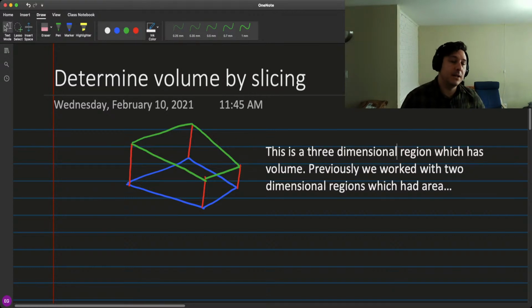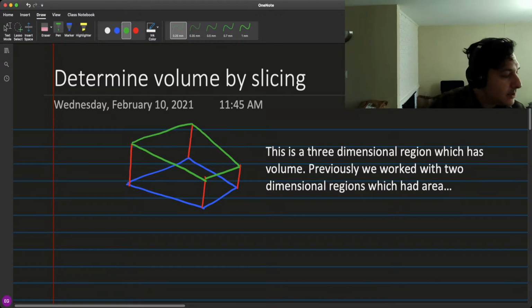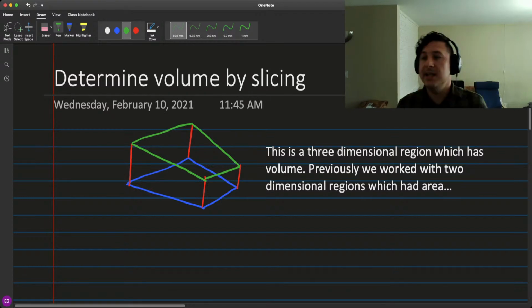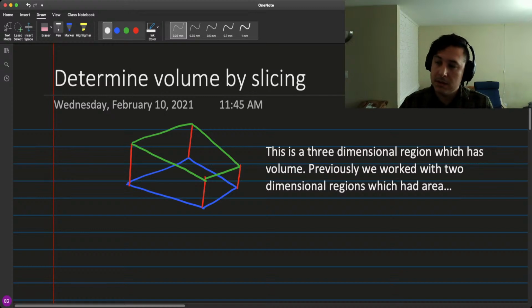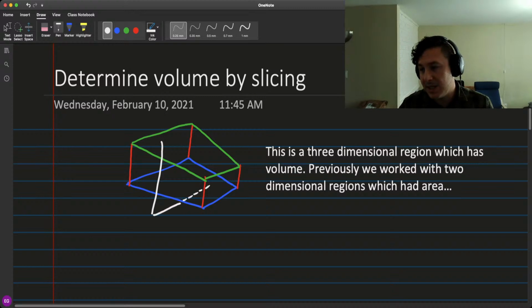So the question now becomes, how do you get this volume? How do you figure that out? If you can use integrals to calculate areas, then maybe somehow you can use integrals to calculate volumes. So what we're interested in looking at is a cross-section of this. Hopefully these dashed lines show you how this is working.